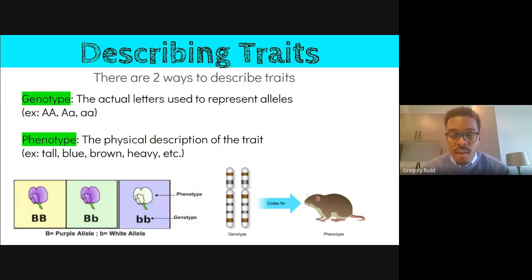So it's important that we differentiate between the words genotype and phenotype. When we use the letters to represent alleles, what we're talking about is a genotype. But we can also describe these traits based on their physical characteristics, and that's called a phenotype.